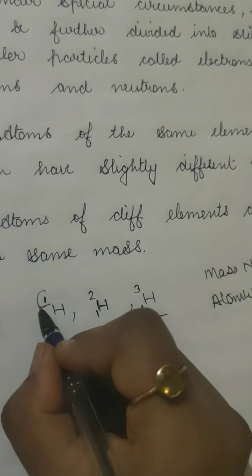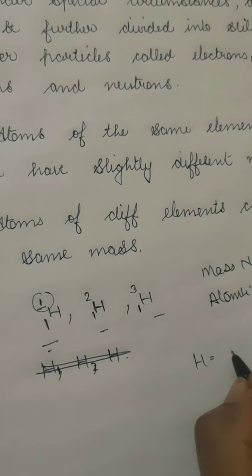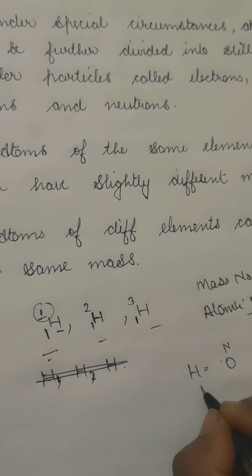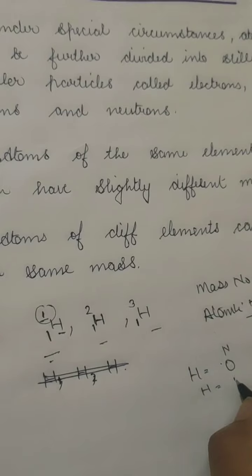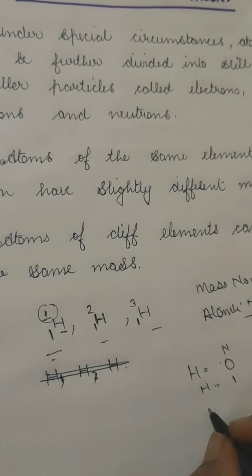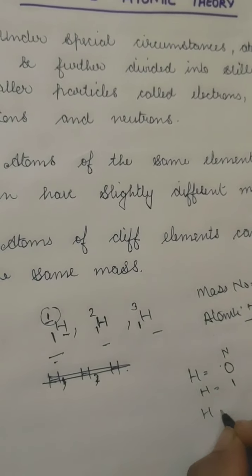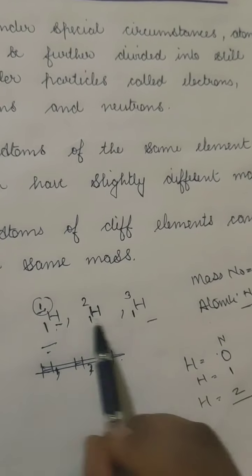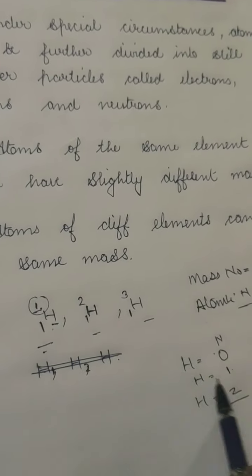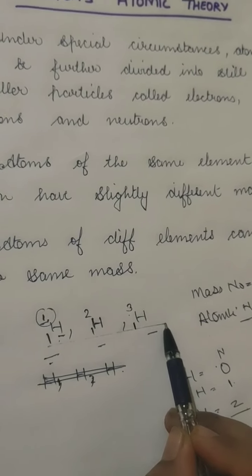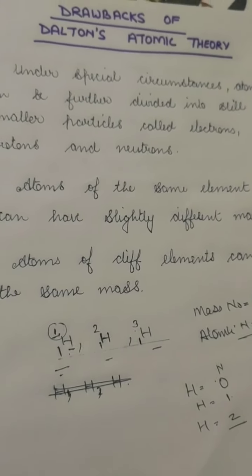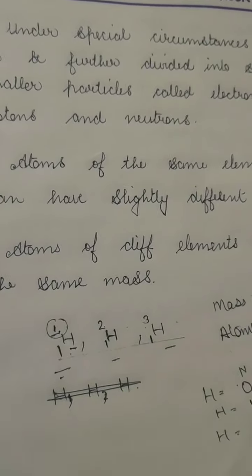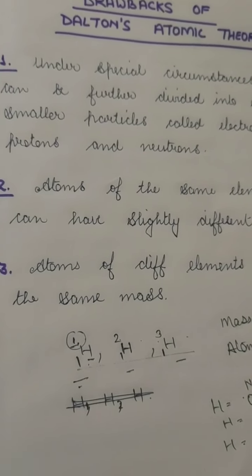But here we can see the number of neutrons differs. Protium has 0 neutrons. The one with 1 neutron is called deuterium, and the other one will have 2 neutrons. So 1 is the number of protons, then 1 plus 0 is 1, 1 plus 1 is 2, and 1 plus 2 is 3. So these are the isotopes of hydrogen. It was said that atoms of the same element have the same mass number, but here we can see that the mass numbers are different.